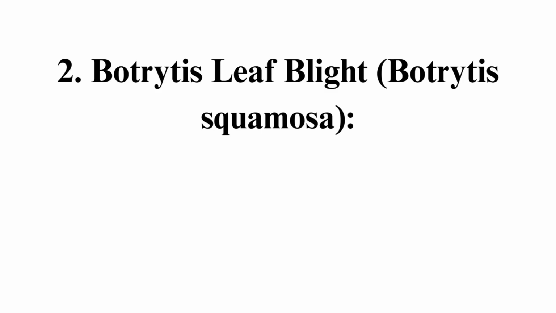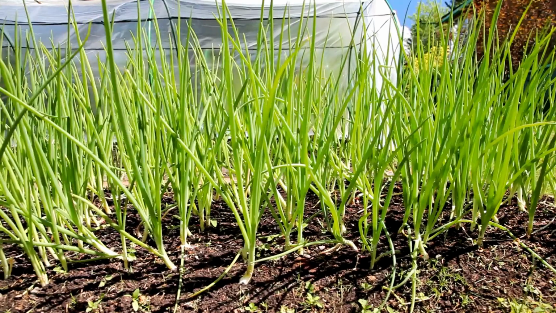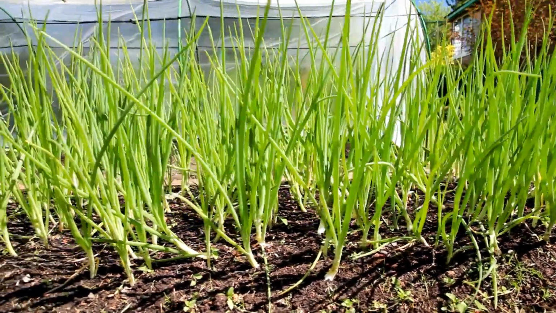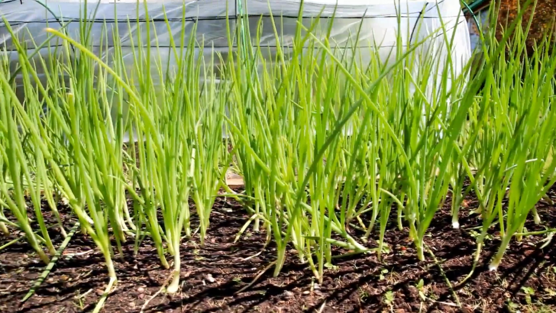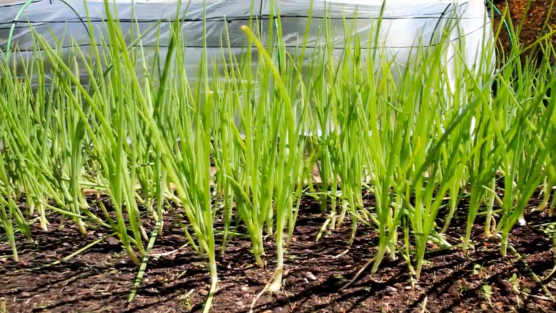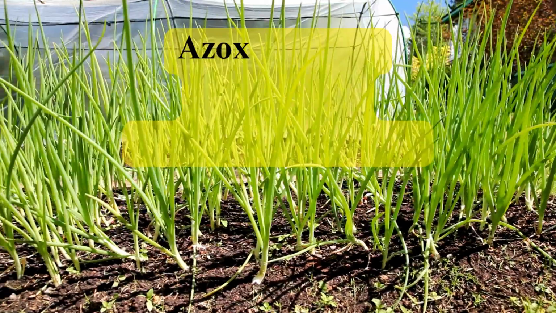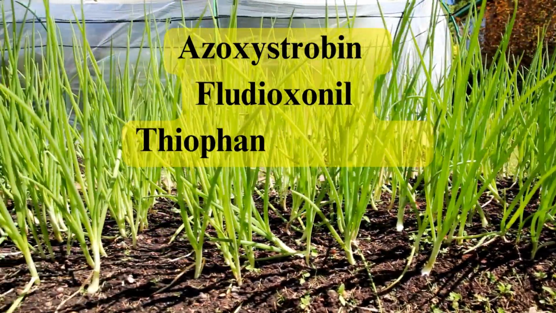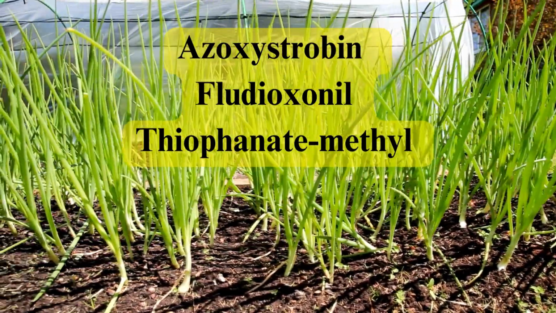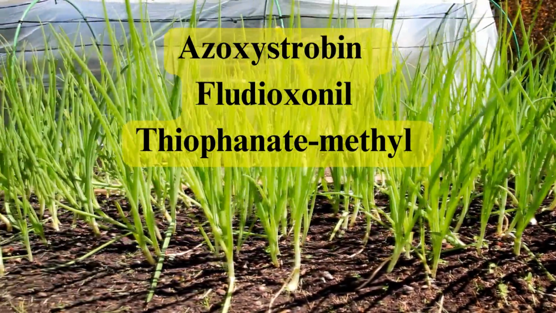2. Botrytis leaf blight, Botrytis squamosa. This disease induces grayish-white lesions on onion leaves, potentially leading to leaf collapse and bulb rot. Azoxystrobin disrupts fungal respiration, fludioxonil inhibits spore germination, and thiophanate methyl interferes with fungal cell membranes.